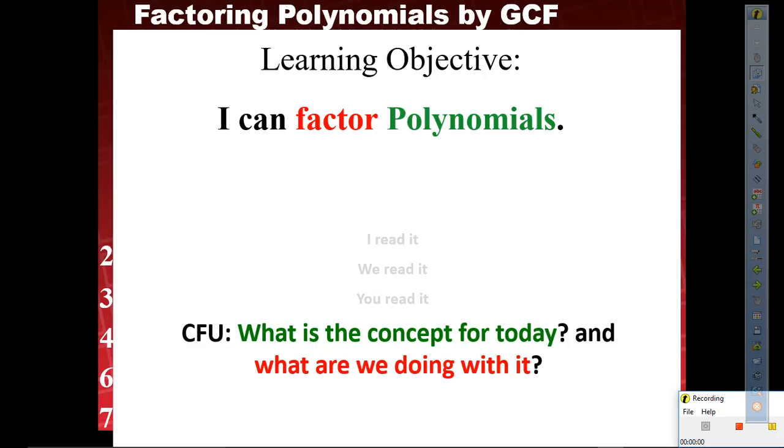Polynomials. Read together. 1, 2, 3. Gio, read it again, please. I can factor polynomials. So, our concept for today, we're still on? Polynomials. So, in your fair model, write polynomials.